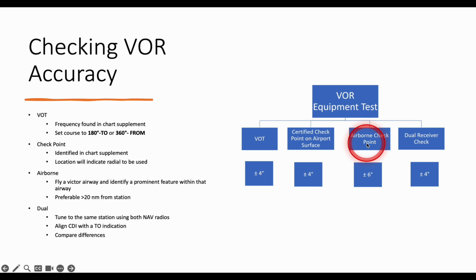You can do an airborne check, so you could fly a Victor airway and identify a prominent feature on that airway. This one is the only one that's going to be within 6 degrees rather than 4. And the last one is a dual receiver check. So if you happen to have dual receivers in your airplane, you can tune both of these receivers to the same VOR, tune it to the radial, whatever centers, and they should be within 4 degrees of each other. So once you do that, you want to record who performed that test, so your name, which test you did, the error for that, as well as the date.